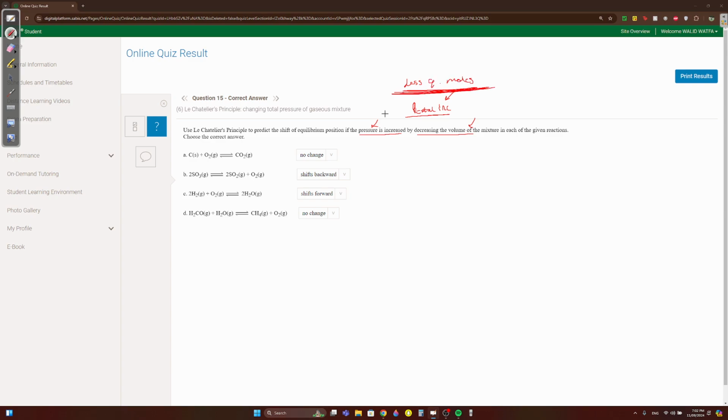Okay, fewer gaseous moles. Let's see. Here we have a solid, we don't look at it. 1 mole, 1 mole. If it's 1 and 1, will it change? No, no change. Here we have 2, 1, so 3 on one side, 2 on the other. Which one is less? Here, so it's going to go backward. Here you have 1, 2, this is 2, this is 1, this is 3, this is 2. Which one is less? Forward, right? So it's going to shift forward. Here you have 1, 1, and here you have 1, 1. So 2, 2. Equal, so it will be no change.